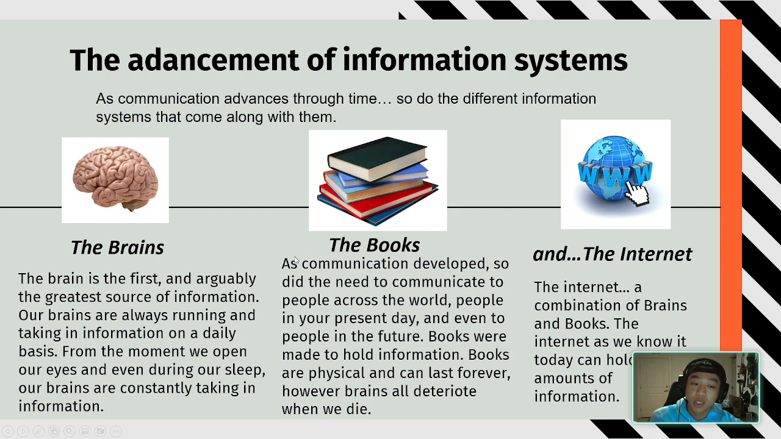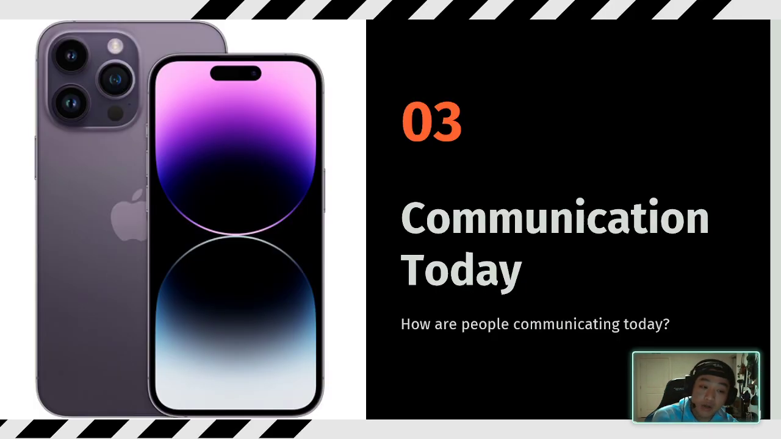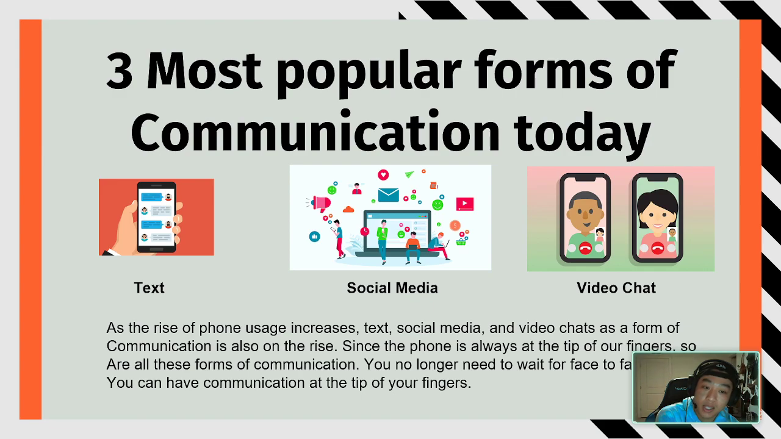As communication developed, so did the need to communicate with people across the world, people in the present day, and even people in the future. Books were made to hold information, and books are physical copies that can last forever, while brains deteriorate when we die. So I think a combination of the brain and books makes up the internet. The internet, as we know it today, can hold basically an infinite amount of information, and it does. You can go on Google and search up anything you really want. So, moving on: communication today. How are we communicating today? I think I talked about this one already.